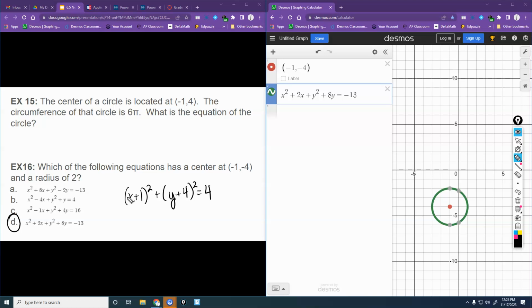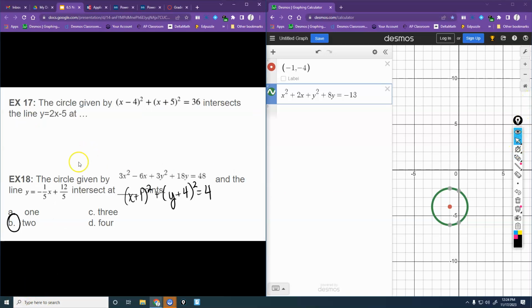So if you see the parentheses and the squares, then they're in vertex form and you can just look at it. But if they're not written like that, you're going to have to graph them all. All right, just really quick, because you're not going to do much of this right here. The last two right here, I'm just going to do one of them.